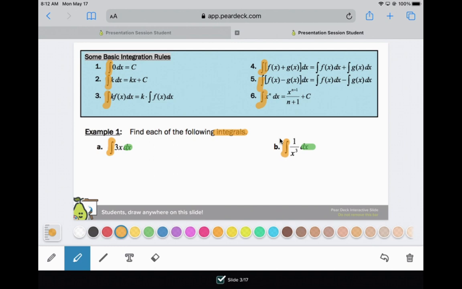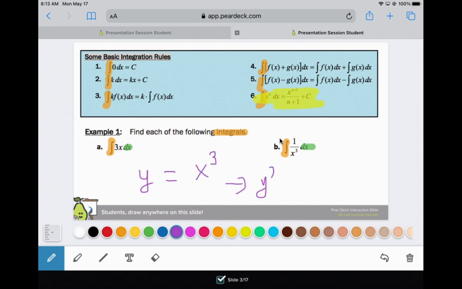Okay, so let's go back and look at the few rules that we're going to look at. I want you to focus on this rule right here, number 6. It's the power rule. Remember when you take the derivative, let's review a little bit. If I have this function y equals x to the 3rd, to take the derivative, I bring down the 3, and then the exponent, I will minus 1. If I have a number, that number just disappears, so I don't have anything. So in here, it's going to be 3x squared.